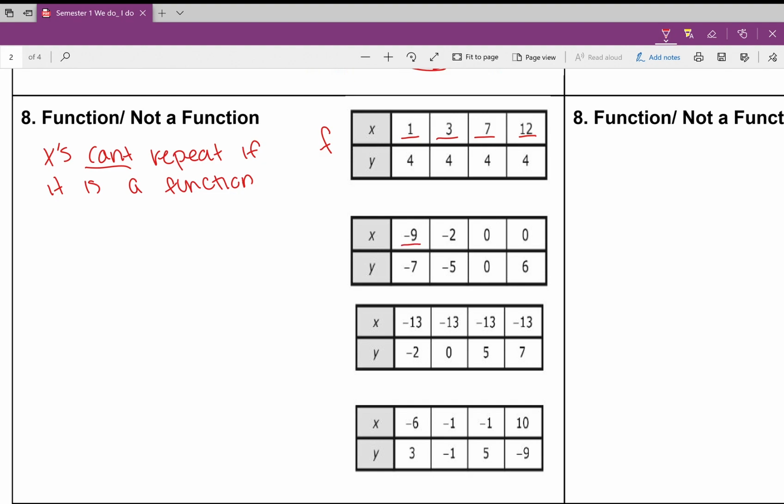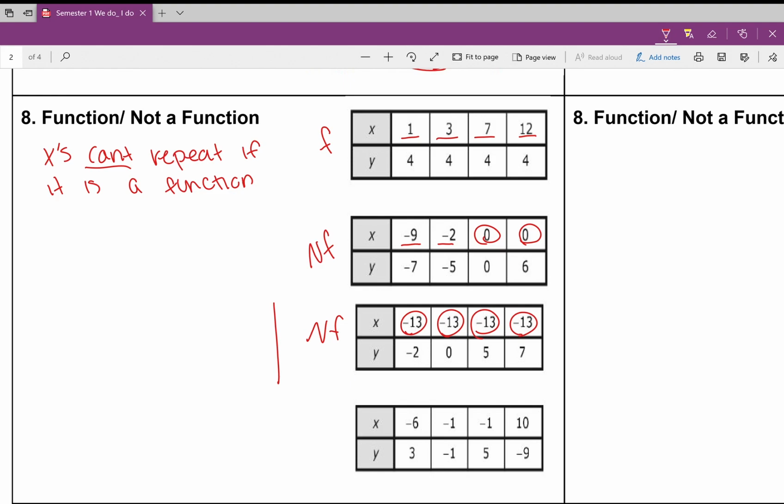We have negative 9, negative 2, 0, 0. The zeros repeat, so that's not a function. The third table we have negative 13, negative 13, negative 13, negative 13. That is not a function since they all repeat. That type of graph is going to look exactly like a vertical line since all the x's are the same.